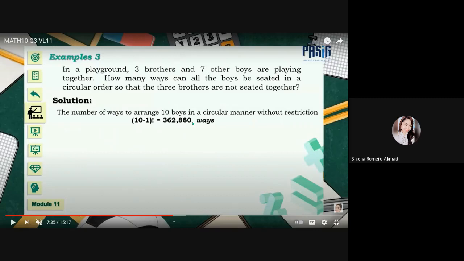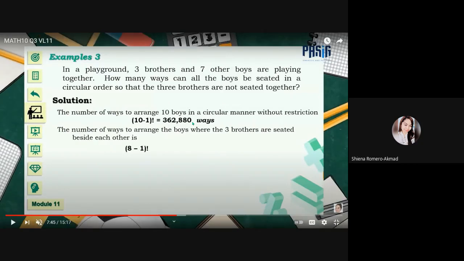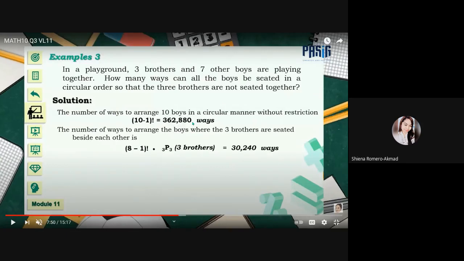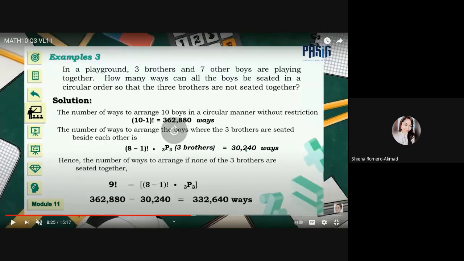We will count them as 1. So, we have 7 plus 1 is 8. So, we have 8 minus 1 factorial times, tatlo sila, so pwede sila magpalit-palit, 3 factorial. So, 7 factorial times 3 factorial, kasi 8 minus 1 is 7, ito 3 factorial to, we'll get 30,240. Tapos pag sinubtract natin yan from 362,880, we'll get 332,640.